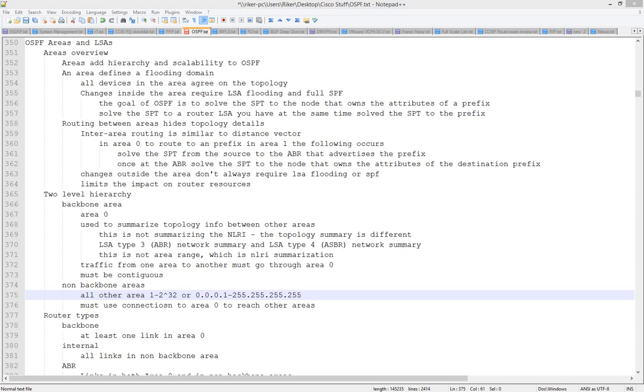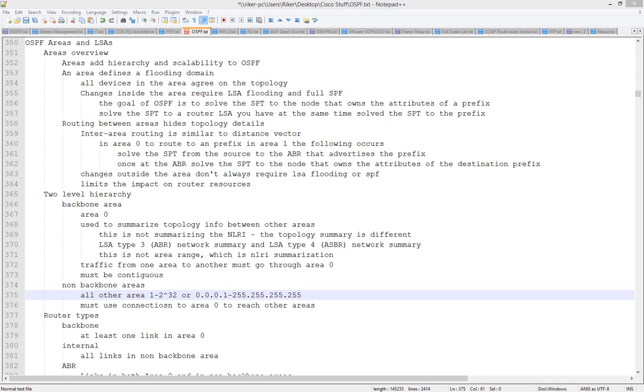So, a two-level hierarchy. Coming back from your CCNA days, you probably heard about a backbone area and a non-backbone area. Area 0 is the backbone area. It's used to summarize topology info between other areas. This is not summarizing NLRI, it's topology summarization. So the type 3 LSA, from the ABR, is a network summary, and then you have the type 4 LSA, which is the ASBR network summary. This is not area range, which is area summarization, or NLRI summarization.